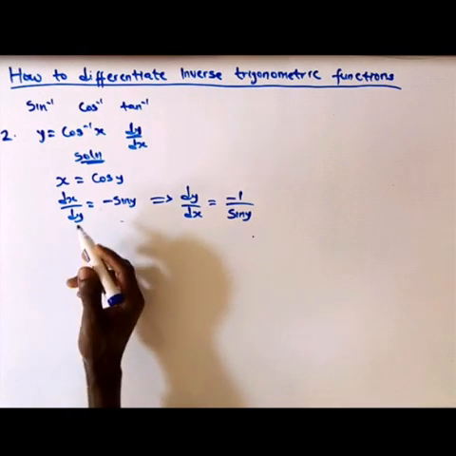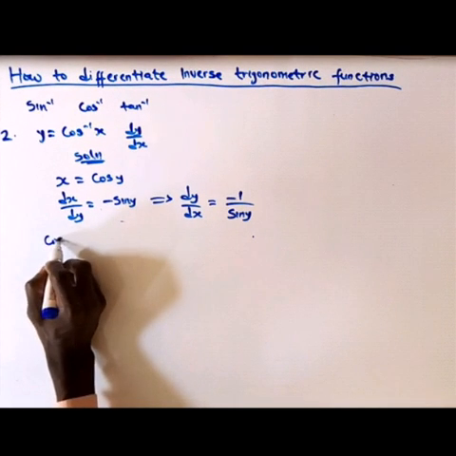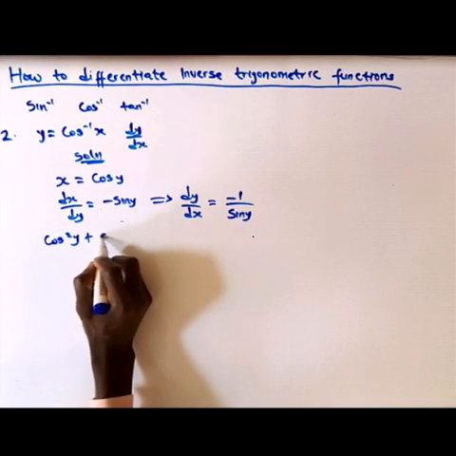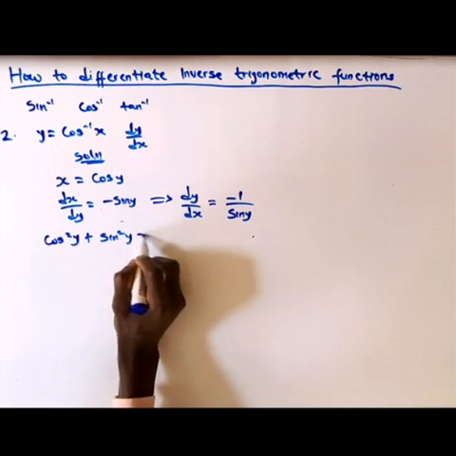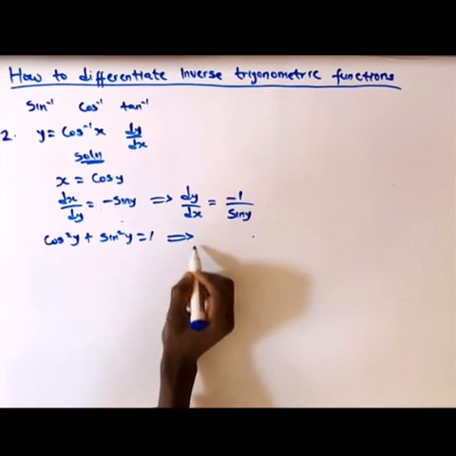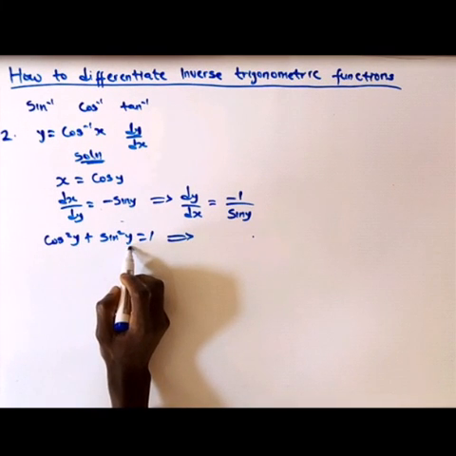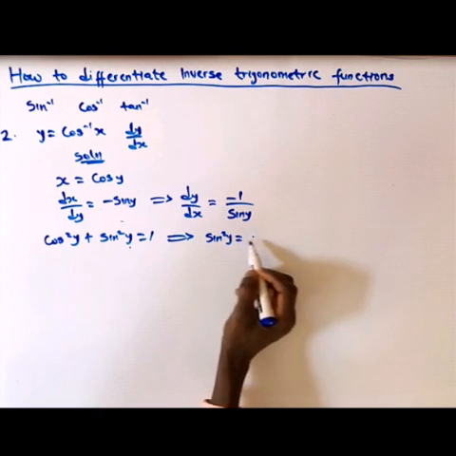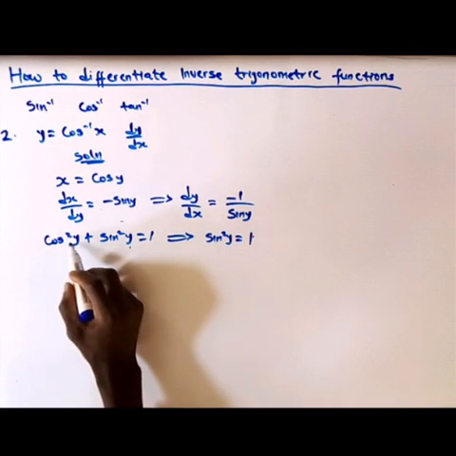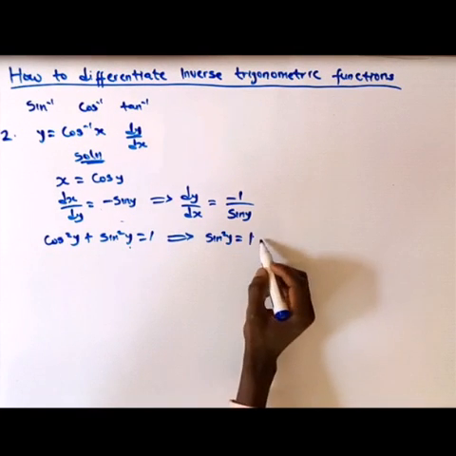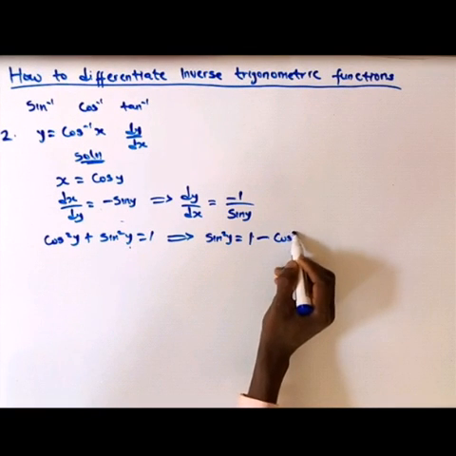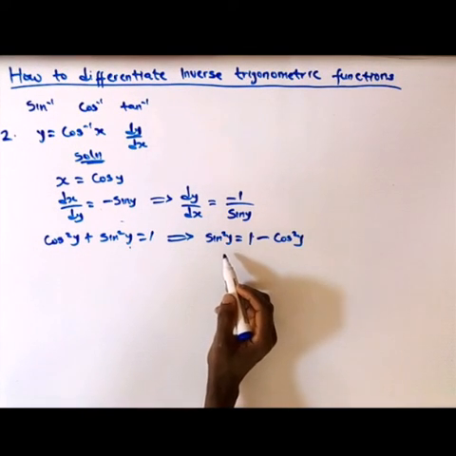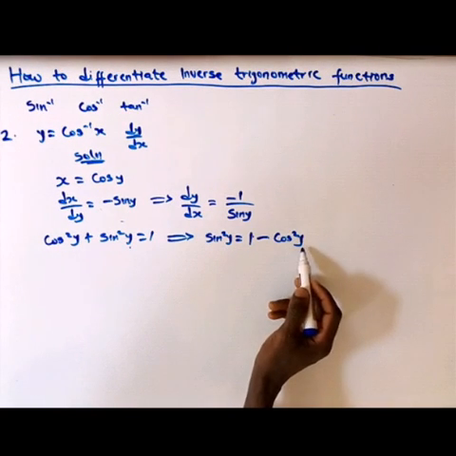How do we do that? Recall from our knowledge of trig identity that cos square y plus sine square y is equal to 1. So this implies that, making sine square y the subject of the formula, sine square y is equal to 1, then this cos square y will cross to the other side and change to minus cos square y, so that our sine square y is equal to 1 minus cos square y.